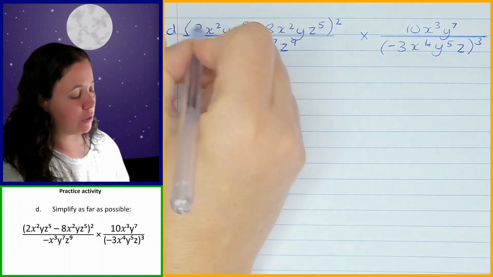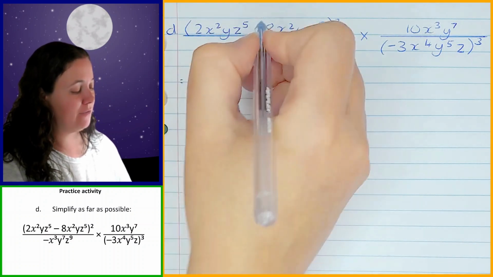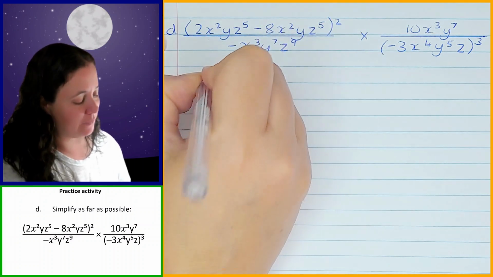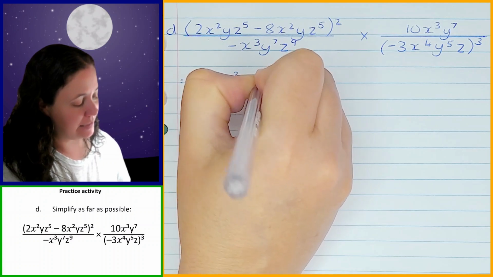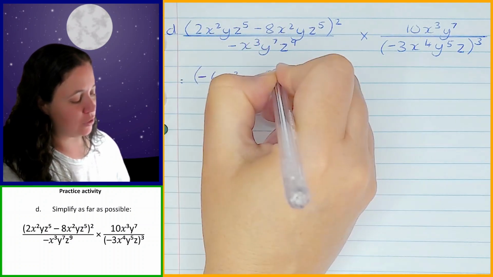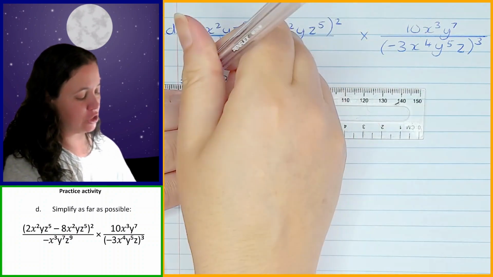Okay, so first I'm going to go and simplify these over here. So 2x squared y z to the power of 5 minus 8x squared y z to the power of 5. That gives me negative 6x squared y z to the power of 5. That still has to go in brackets because I still need to square it. Okay, the denominator isn't going to change at the moment.